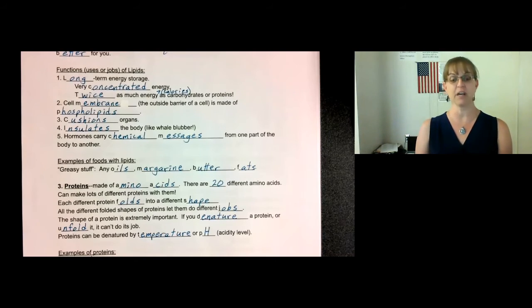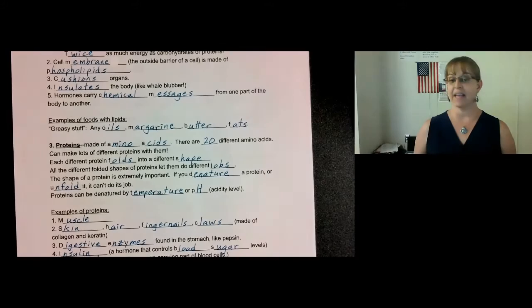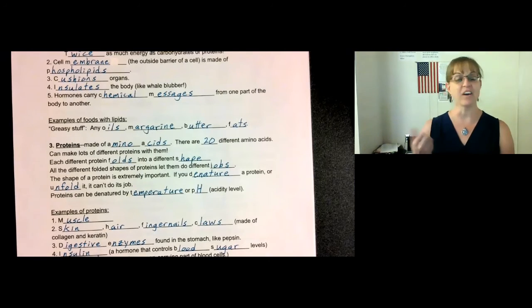Also, hormones, like we said, some hormones are lipids, and they carry chemical messages from one part of the body to another. So, for example, estrogen and testosterone will carry the message to your body, hey, you need to start going through these changes, and this needs to start happening, and it tells your body to begin that process. Examples of foods with lipids include mostly greasy stuff, like oil, margarine and butter, and fat. So if it's greasy, it's probably a lipid.